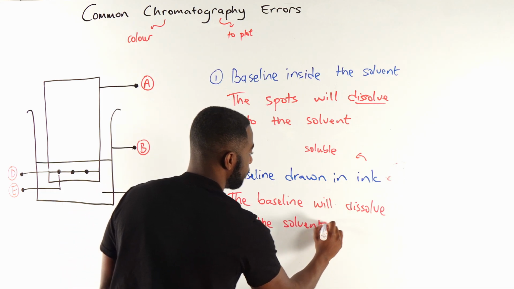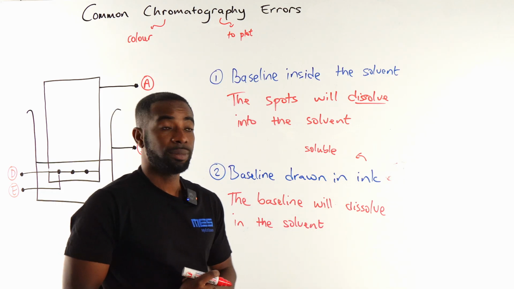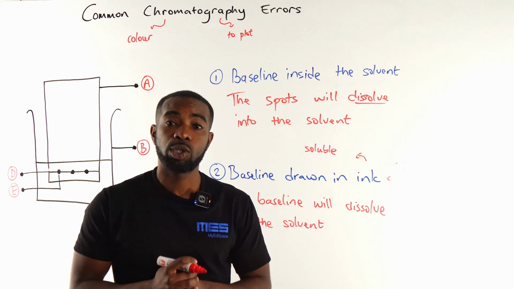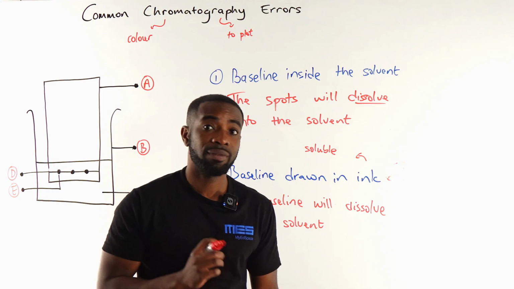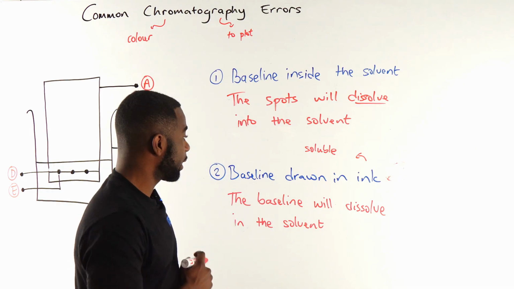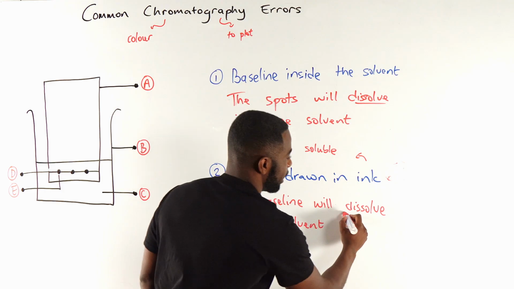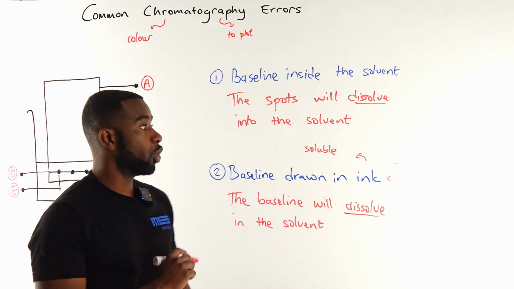And why is this a problem? Well, when you get to year 11, you'll realize that the baseline is used to do some calculations that helps us to determine exactly what we have in our mixture or our ink, and you do not want that dissolving. So again, keyword is dissolve. You do not want that to happen.